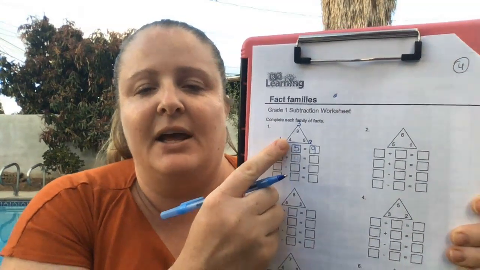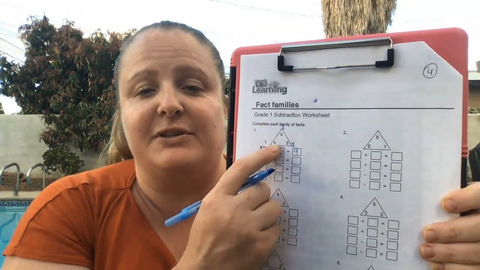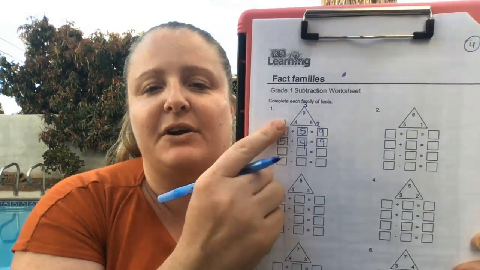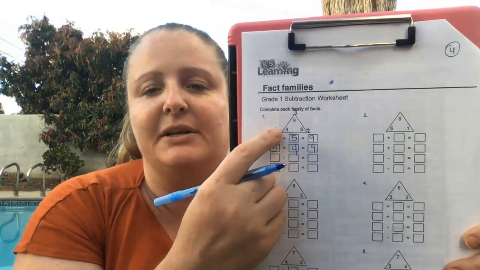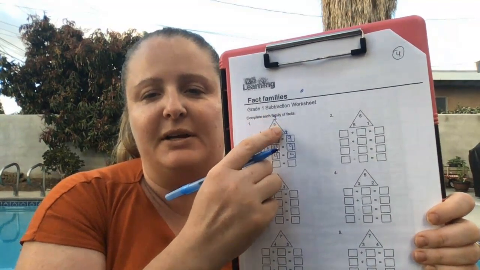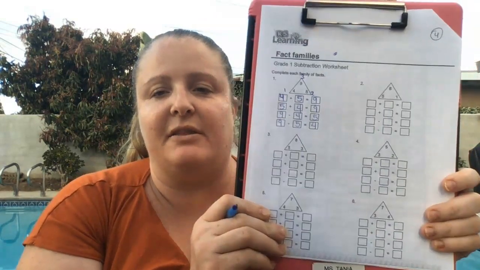So I'm going to just rewrite it here so you can see it better. 4 plus 5 equals 9. And then I'm going to go backwards and say 5 plus 4 equals 9. And then I'm going to start at the top and say 9 minus 4 equals 5. And then I'm going to go 9 minus 5 equals 4. Just like that. So you guys are going to have plenty of practice on this here, okay?